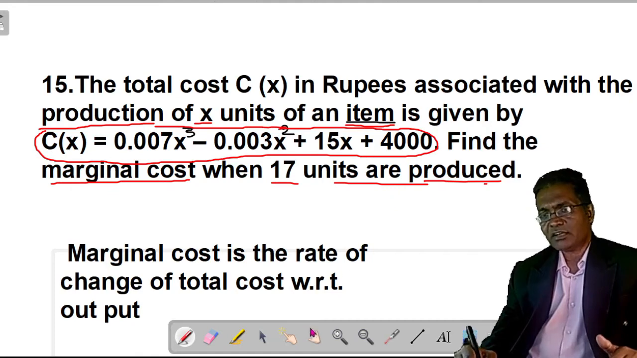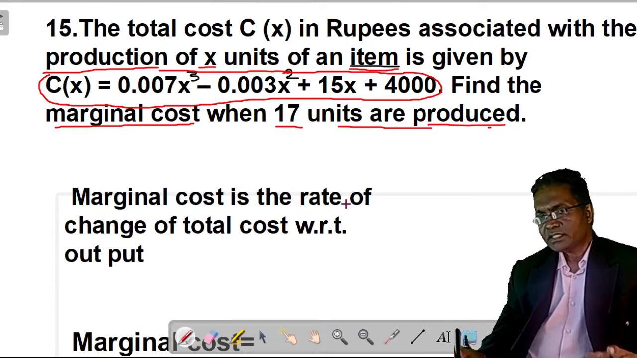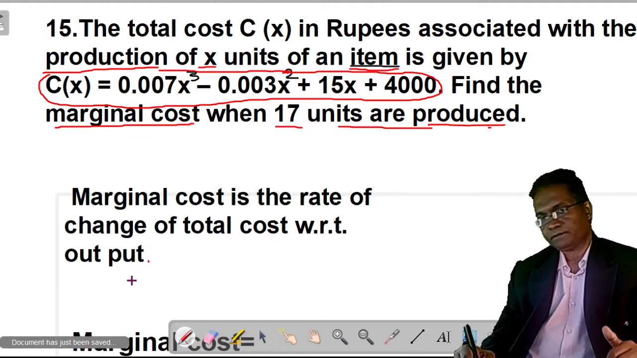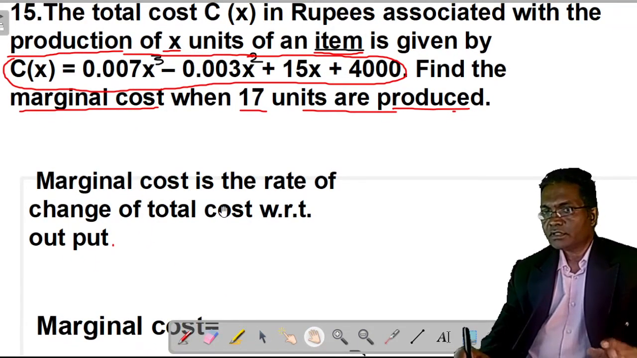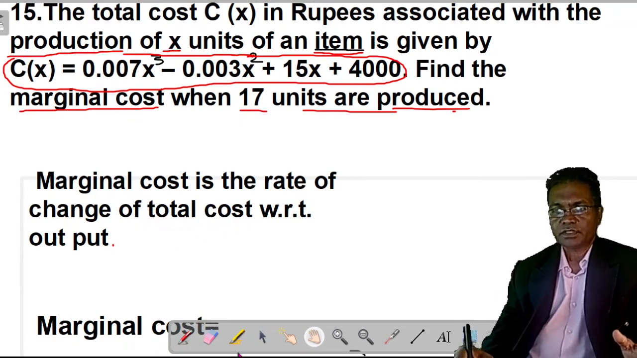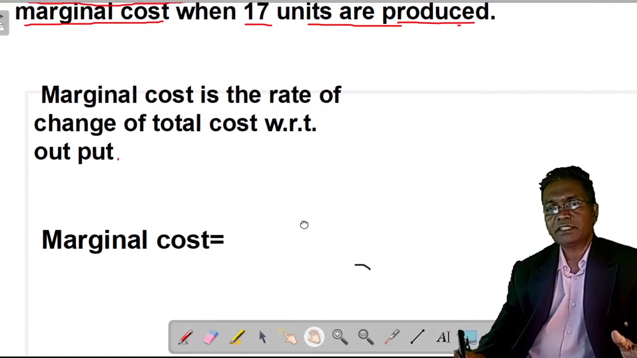So you should know what marginal cost means. Marginal cost is the rate of change of total cost with respect to output, the rate of change of total cost with respect to number of outputs. So that is nothing but marginal cost.